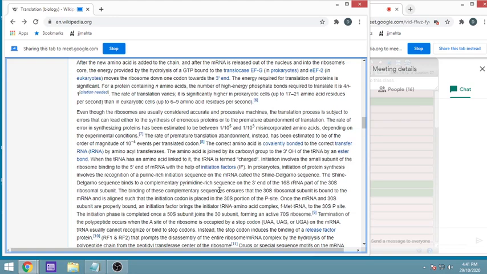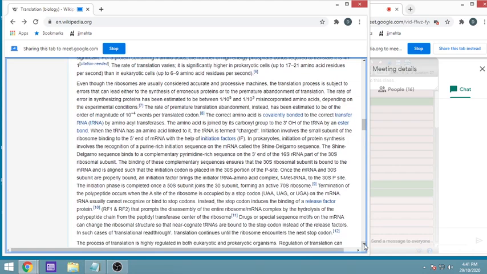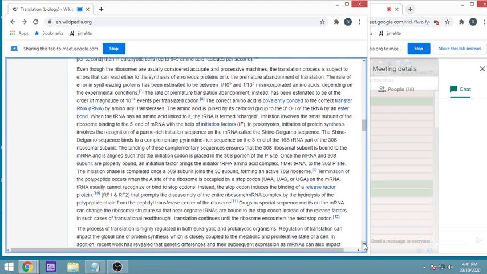Now this complementary binding will be there. It will ensure that the 30S ribosome is bound to the messenger RNA, and it is aligned in such a way that the initiation codon is placed in the 30S portion of the P site, and accordingly one after another will be there. At the end, the stop codon will induce the binding of a release factor protein.